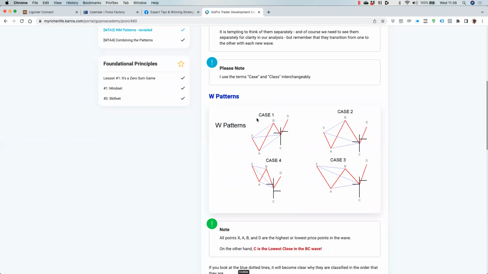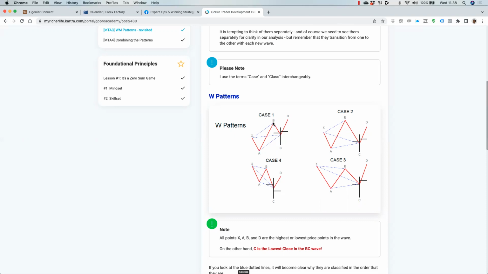Now, if it's a W pattern, what are we seeing? We're seeing that, first of all, wave AB is a phase 1 wave that broke and closed above point X, which is the preceding wave high. So as we were looking at earlier, when we were classifying our waves as phase 1 and phase 2 waves, you'll notice that this is a phase 1 wave because, and I'm assuming it broke and closed above X. That's what it's showing here.